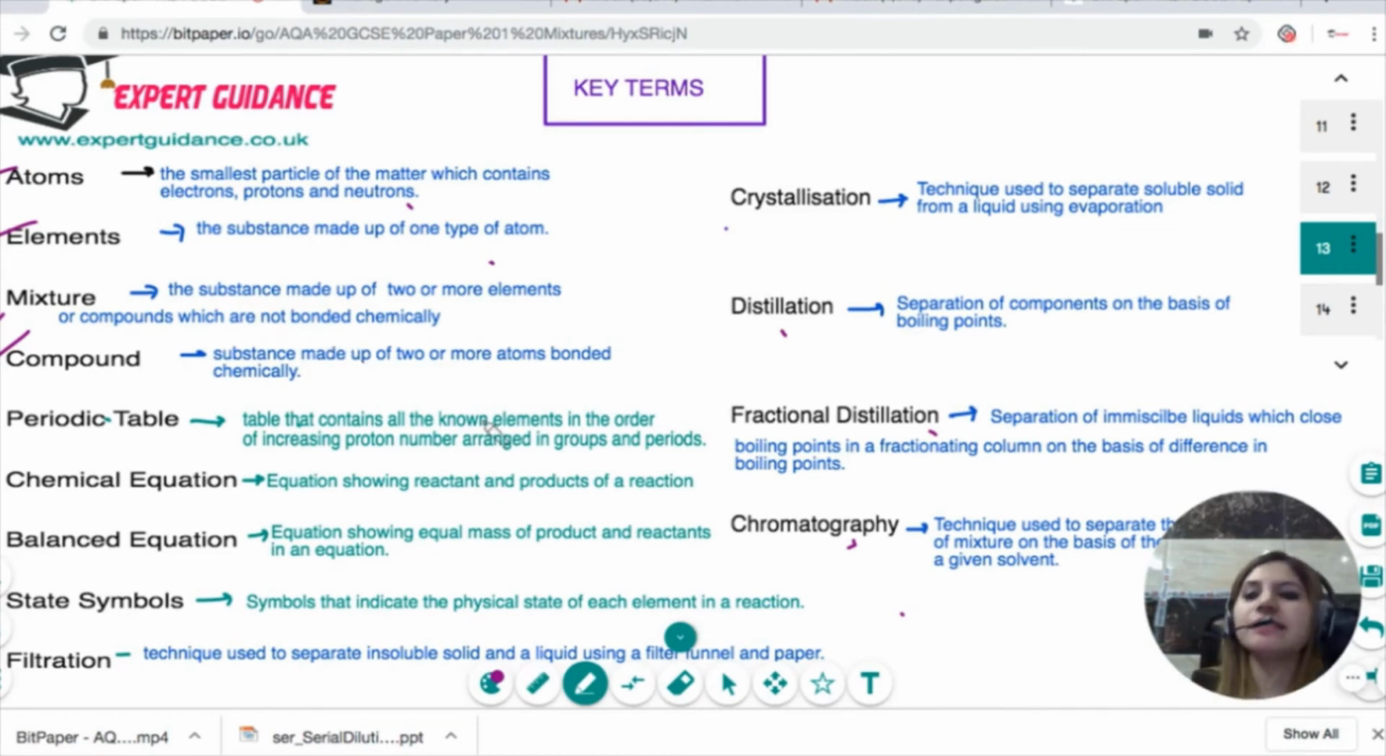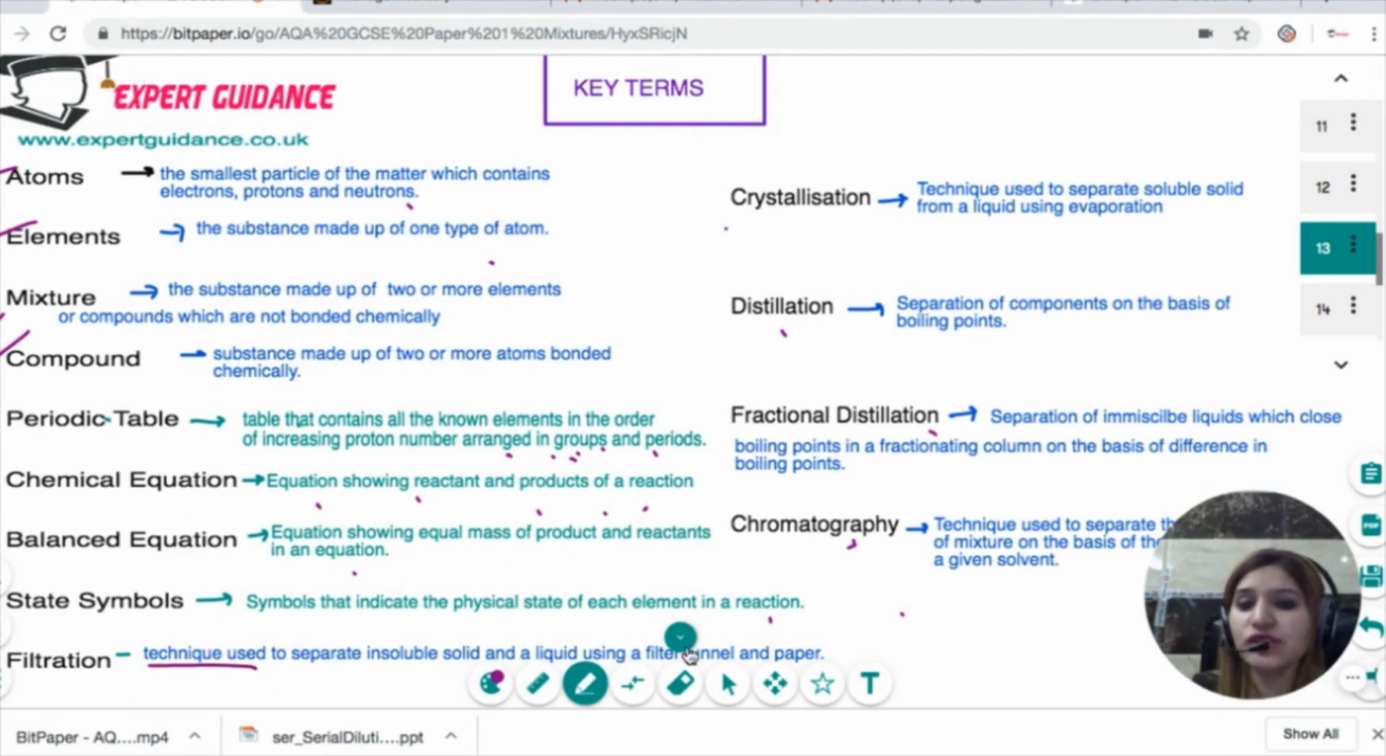Periodic table is a table that contains all the known elements in the order of increasing proton number, arranged in groups and periods. Chemical equation shows the reactants and products of a reaction. Balanced equation shows equal mass of reactants and products in an equation. State symbol indicates the physical state of each element in a reaction, and they are solid, liquid, aqueous, and gas.